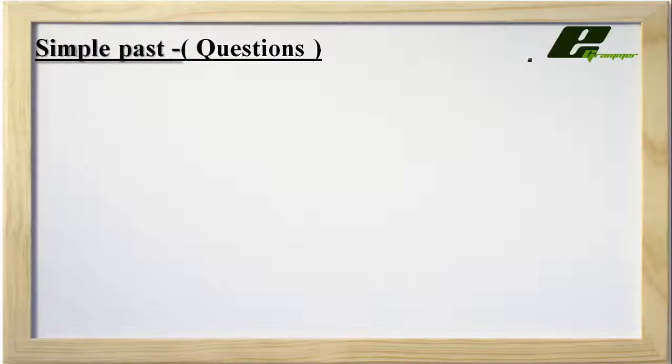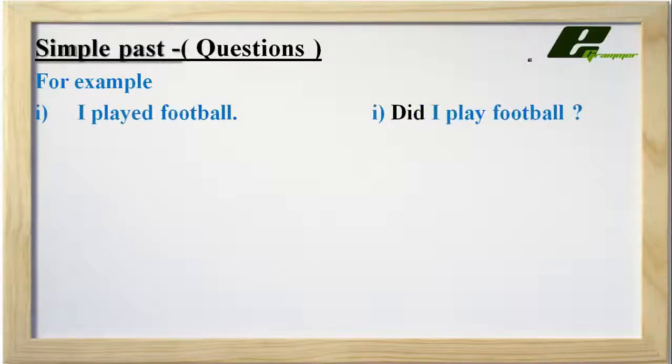Now, let us jump to the questions of simple past tense. I'll directly tell you with the example so you'll get it much better. For example, I played football. Now remember, when we use did in simple past tense, we have to use the base form of the verb. Here is a verb and here is also a verb, but this is the past form and this is the base form of the verb. Why are we using the base form of the verb? Just because we have used did here.